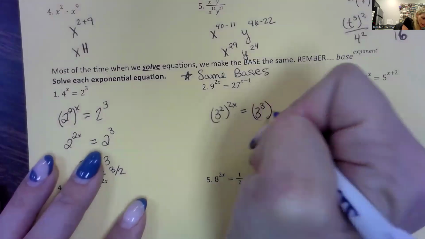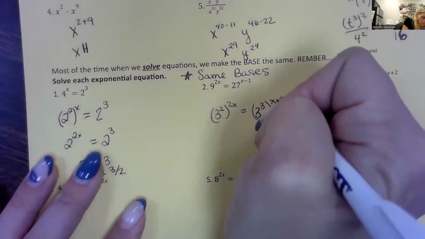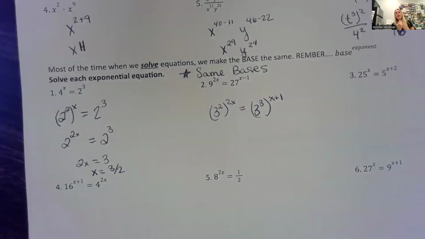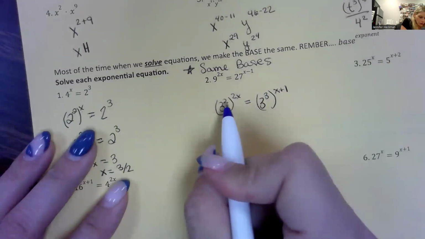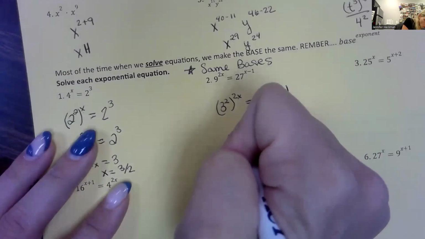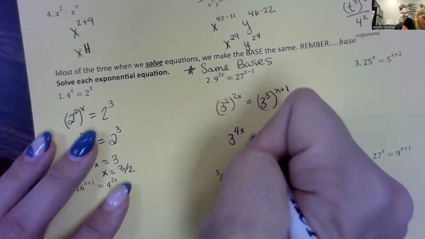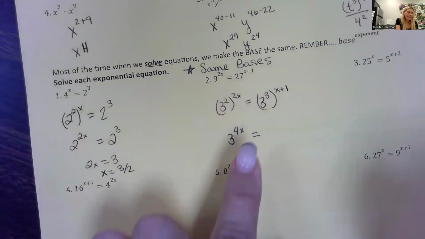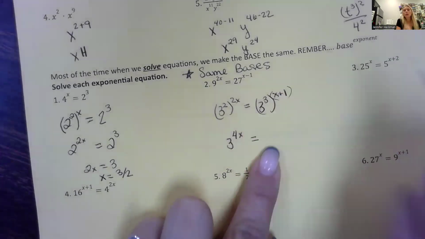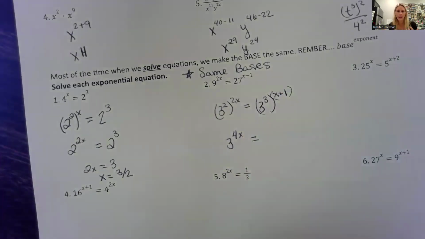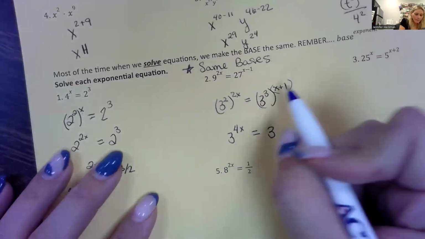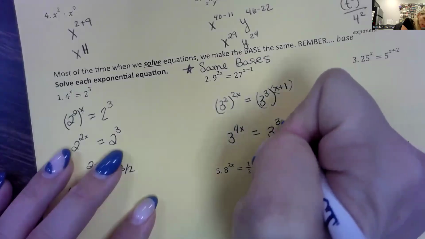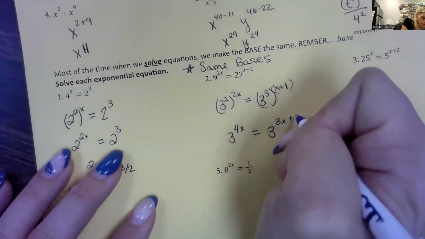Now what was already there? X plus 1. Remember that when you do power to power, you're multiplying. So 3 to the 2 times 2x is 4x. Now be very careful here because this has to go to both of them. So when I multiply, I have to distribute that out. So this will be 3 times x is 3x, and 3 times 1 is 3.